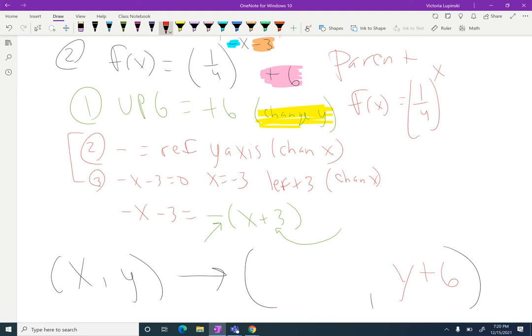Then in terms of what's happening to the x's, you first have to do this reflection. Then you have to do this left 3. So if you're first doing the reflection and then you're doing left 3, you can also distribute and just write it as negative x minus 3. So either of these two would be correct. They're equivalent. So you're going to use the one that makes you more comfortable.